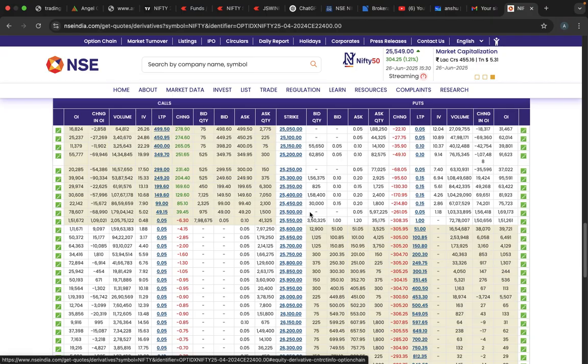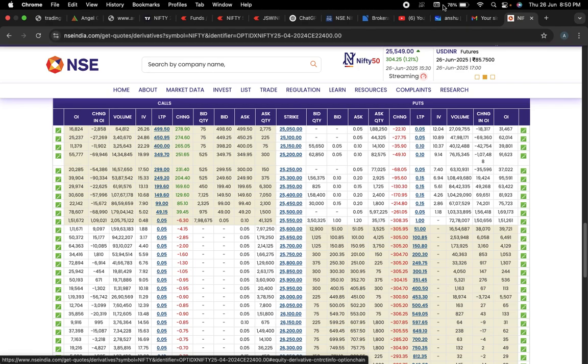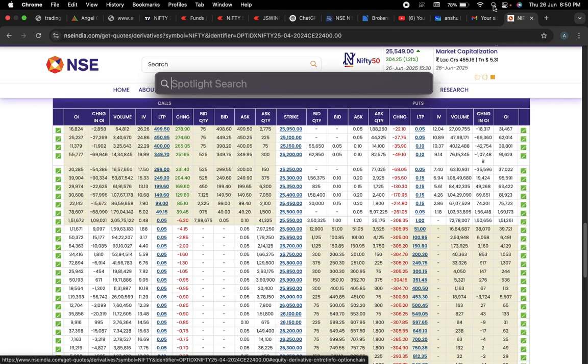You can see over here the closing point of Nifty, 25,550. You can see this is the put OTM, this is the put ITM, and this is the put ATM. Wait a second, I'm pointing it out for all of you.